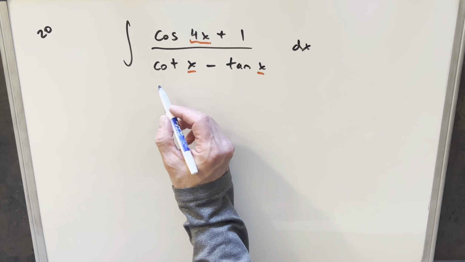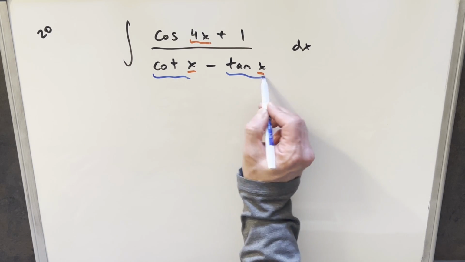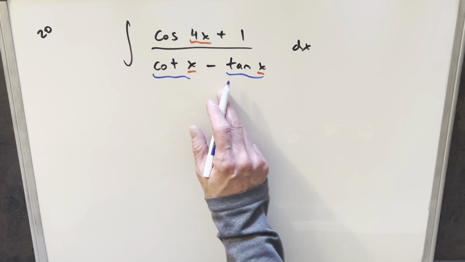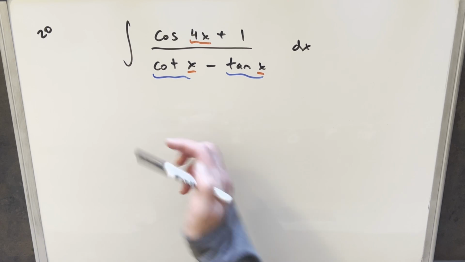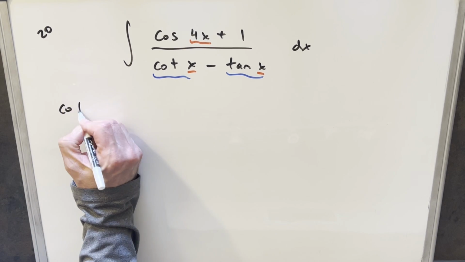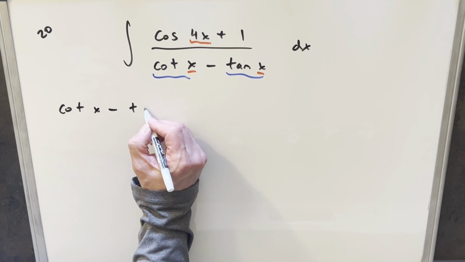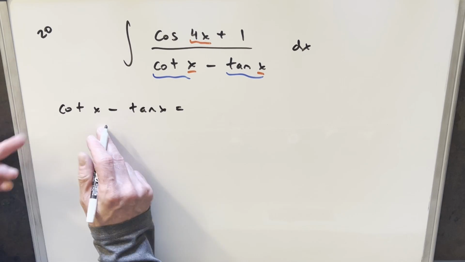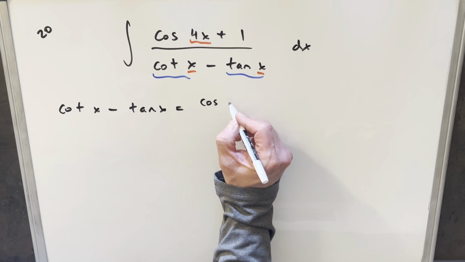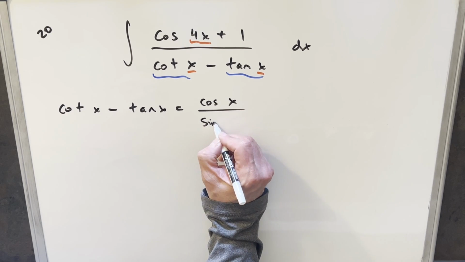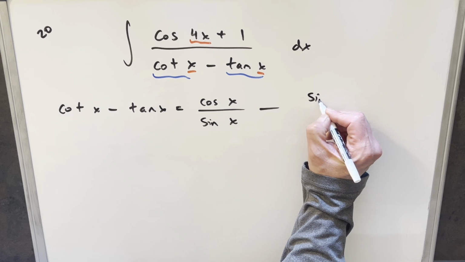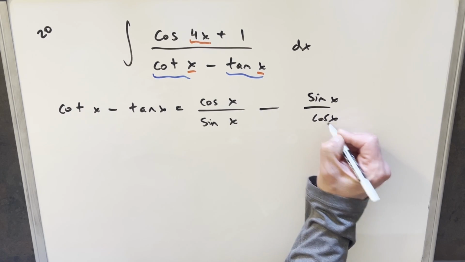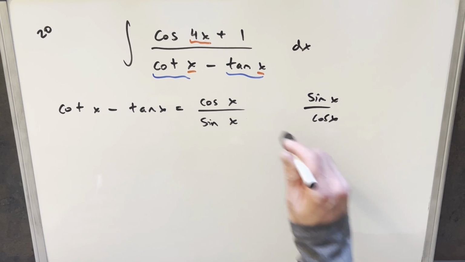But one thing that's nice here in the denominator is we've got cotangent and tangent. Well, these two are just reciprocals of each other, so it tells me that this might give us some simplification. So to start with, let's just look at our denominator and try to simplify this. For cotangent x minus tan x, I'm going to rewrite this in terms of sines and cosines. So cotangent is going to be cosine over sine, and then tangent is going to be sine over cosine. And then I think I'll get a common denominator here.